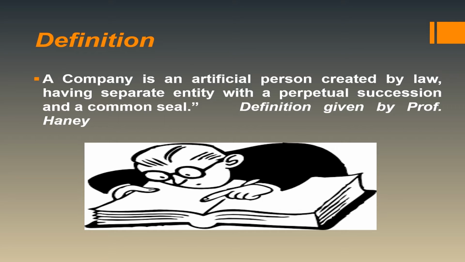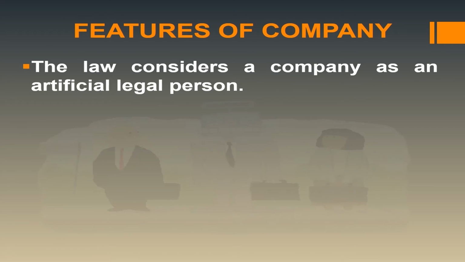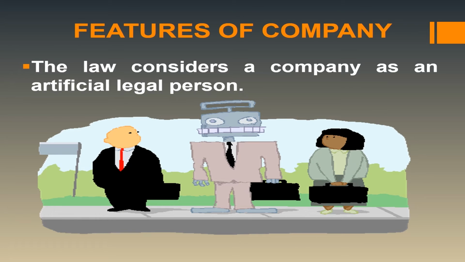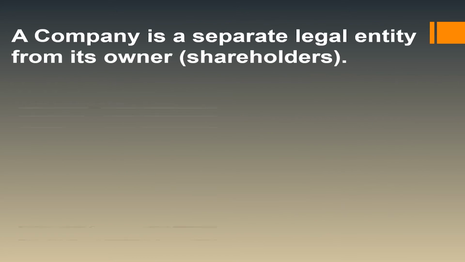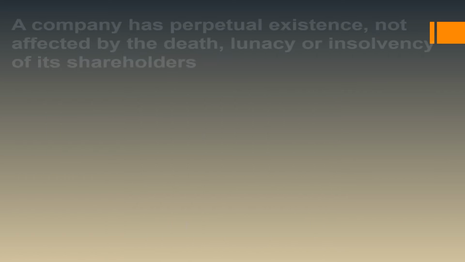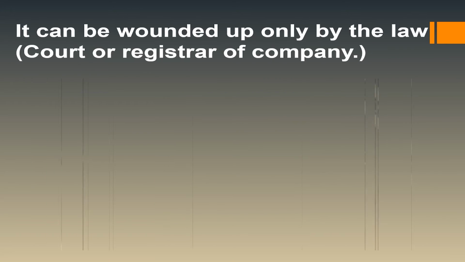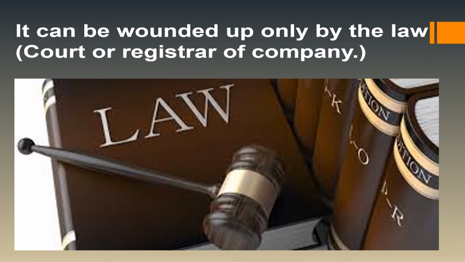Moving further, we will be discussing the features of company. The law considers a company as an artificial person. A company is a separate legal entity from its owners, that is, shareholders. A company has perpetual existence that is not affected by the death, lunacy, or insolvency of its shareholders. It can be wound up only by the law.